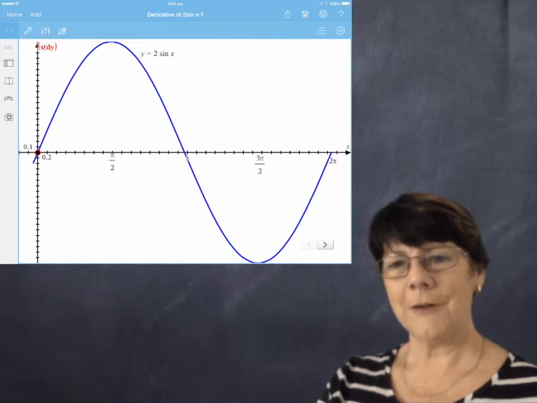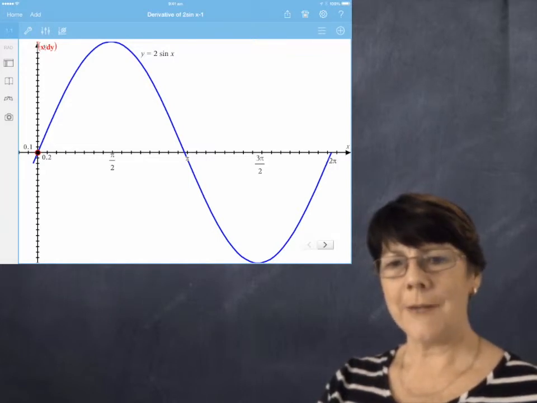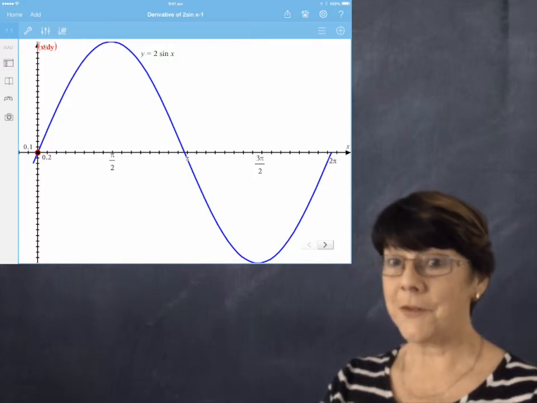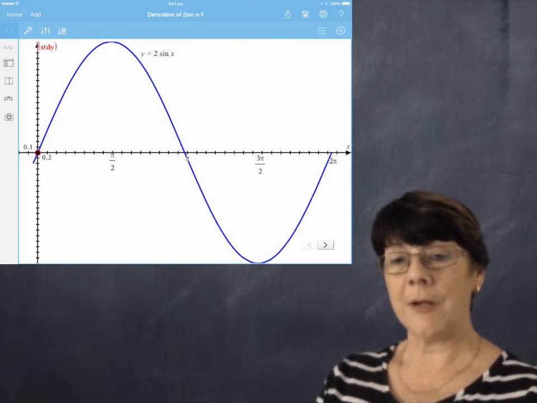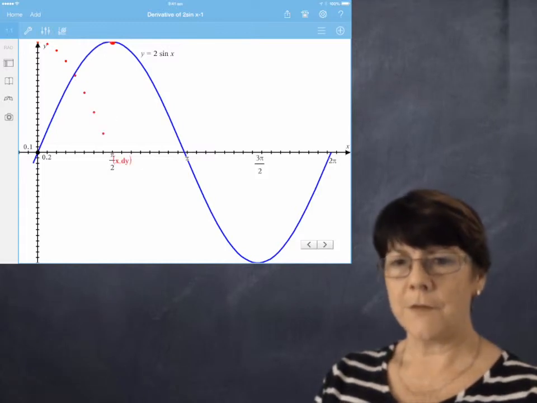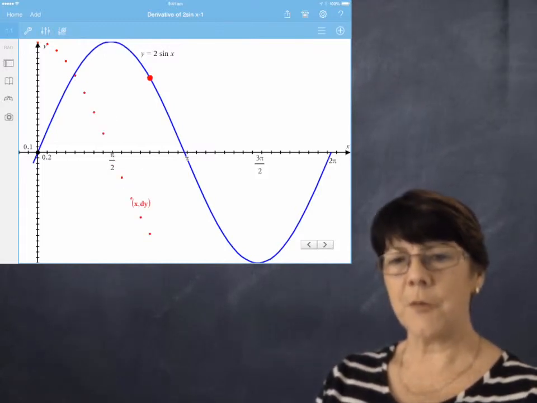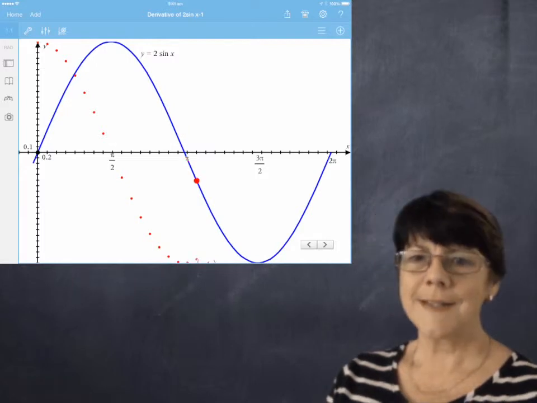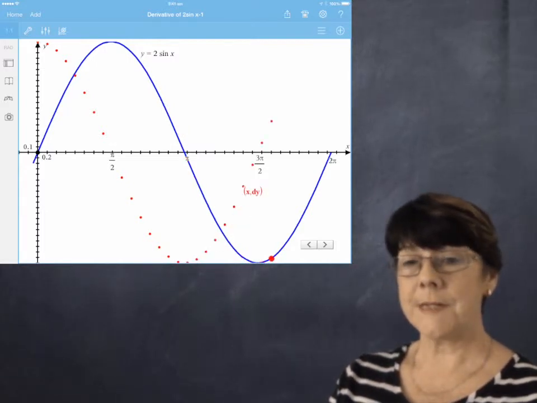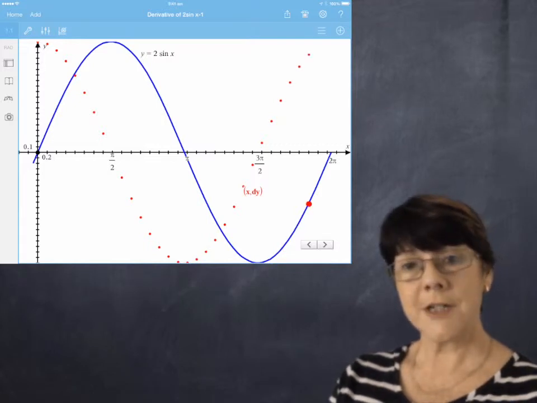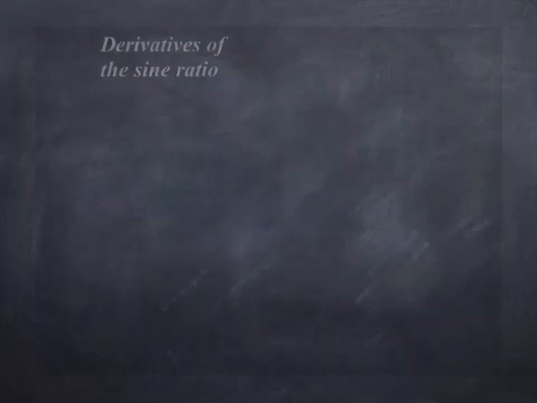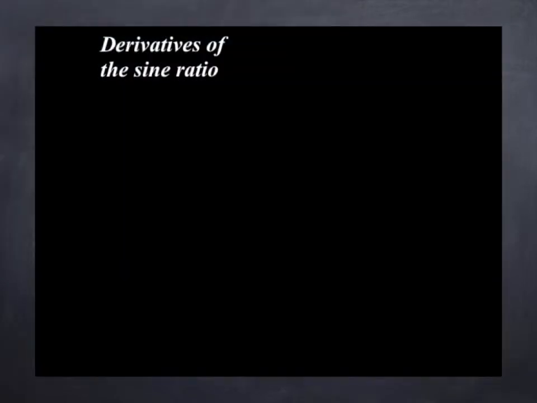The next graph we'll look at is the graph of y equals 2 sine x. This is the sine graph with an amplitude of 2. The graph is drawn with a blue line, and a series of points to find the derivative of 2 sine x are plotted with a red scatter plot. Look at the shape of the new graph. We see that the derivative of 2 sine x is actually equal to 2 cos x for every point along the curve. Let's consider what we've noticed.